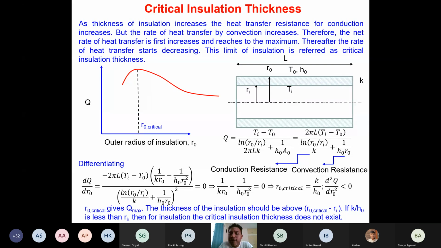And what will be the critical insulation thickness? The critical insulation thickness will be K by H naught minus Ri, because Ri is the inside radius here. So that is going to give me the thickness.